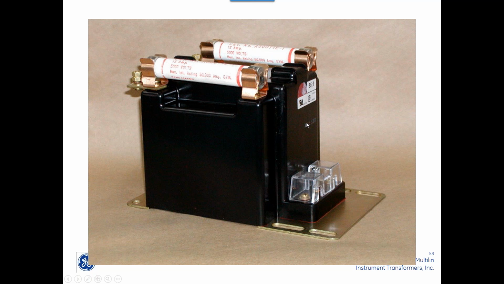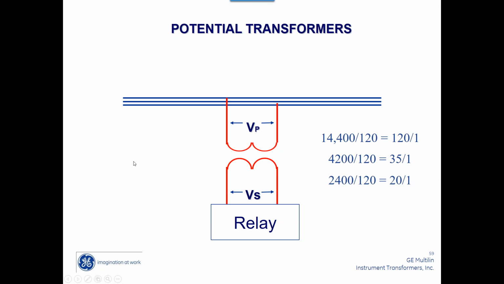Here's a picture of just a 5 kV PT. Control, not current. I'm not sure what you're asking me on that question, Michael. Here's a PT right here, 5 kV. This one came with primary fuses, and this is the secondary terminals right there. And it's just a simple ratio.